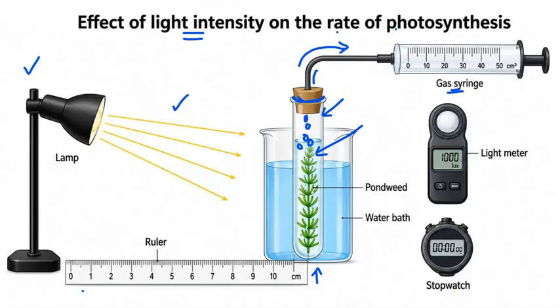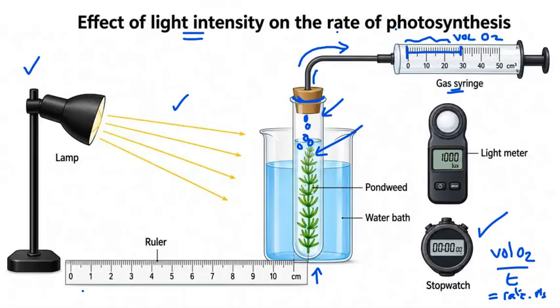The gas syringe will then be pushed out. If the marker begins here, it will be pushed out a certain distance, and then we can measure here the volume of oxygen which is produced. By using a stopwatch, we can therefore calculate the volume of oxygen produced over time, which will give us the rate of photosynthesis.